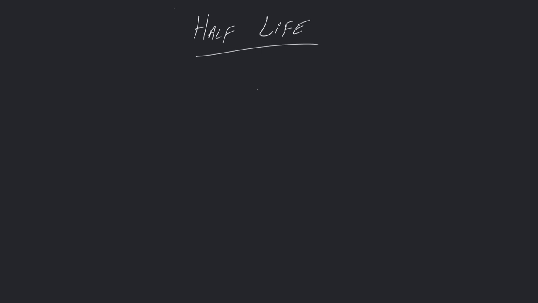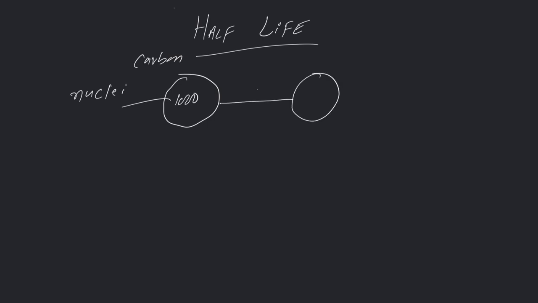For example, you have a carbon atom, and inside the carbon atom you have thousands of nuclei. So the time during which half of the atoms will change into atoms of another element, for example nitrogen, that time period is known as half-life, and it is denoted by T half.